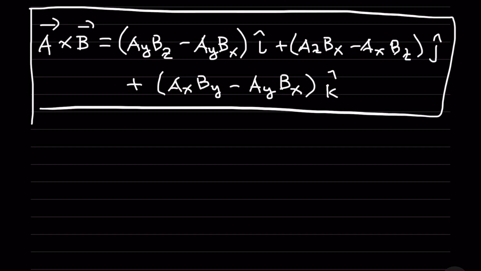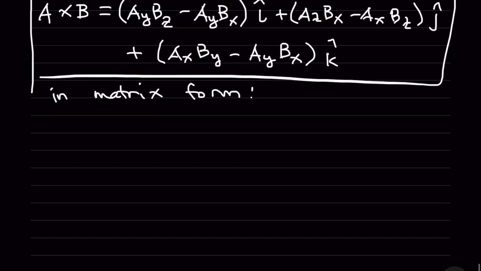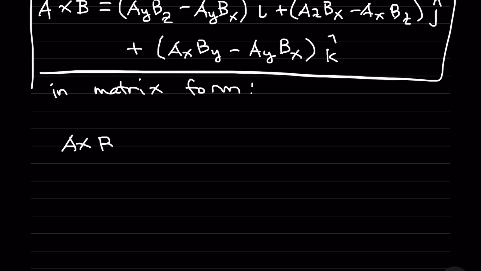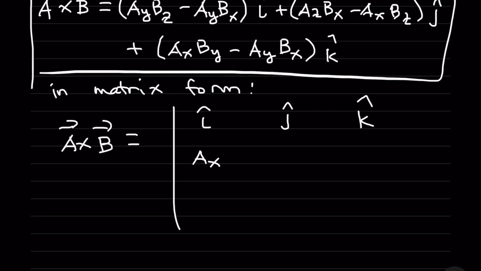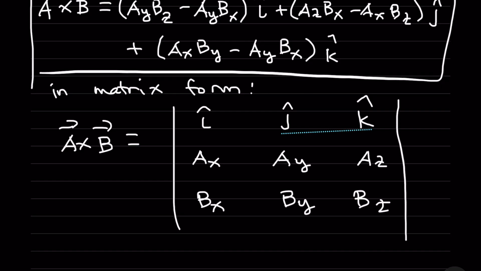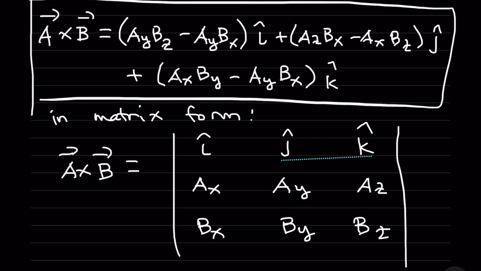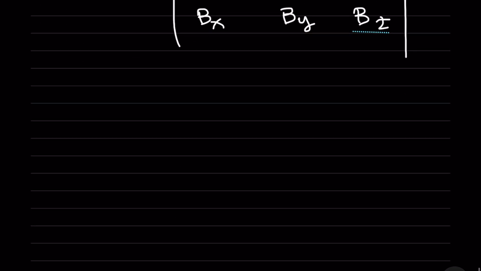You see that it is quite long and maybe intimidating for some, but we can neatly write this in a matrix form this way. The cross product of A and B is equal to this matrix. You write i hat, j hat, and k hat on the first row. On the second row, you write the components of vector A, and then in the third row, you write the components of vector B.